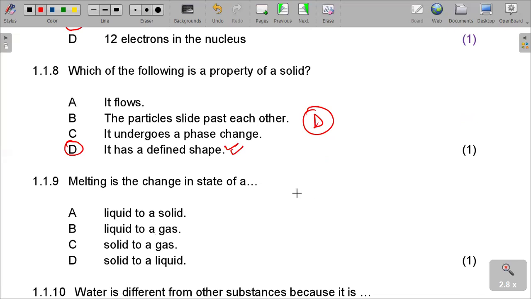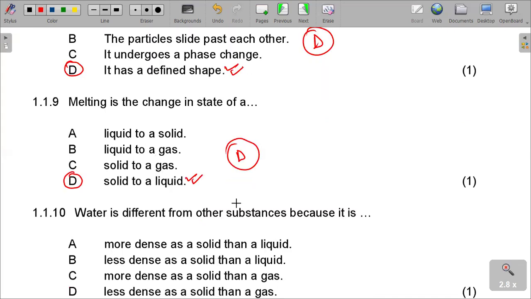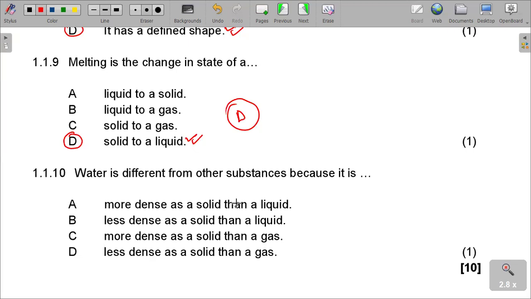I think you remember the states of matter in this question. You just need to know that we are talking about states of matter, and please note that melting is the change in state of a dash. When something is melting, I'm sure you know that it is solid to liquid. When something melts, it is changing from solid to liquid, which is letter D.